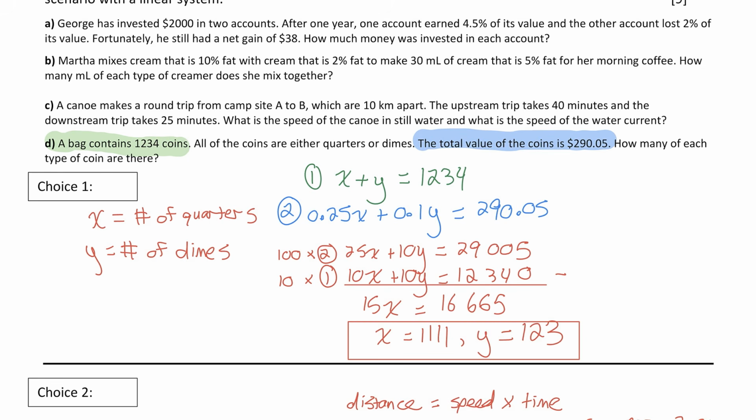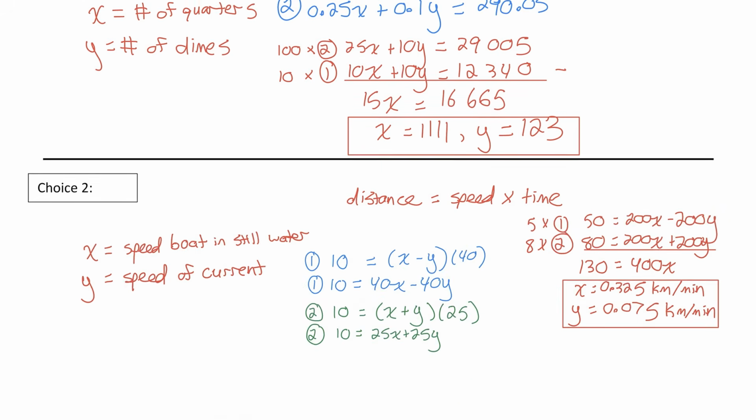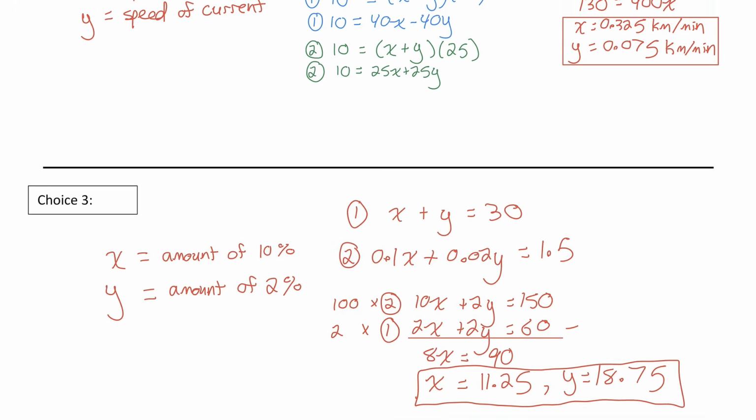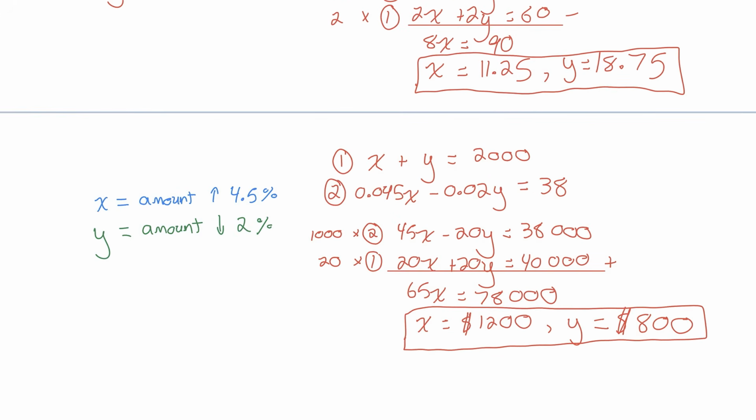And there you have it. You can see from my final answer that there are 1,111 quarters and 123 dimes in the bag. I'll quickly scroll through all of the answers to the application questions just in case you missed any of them. Feel free to pause and take a look. And that's the end of the test.